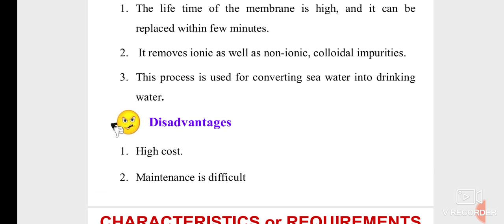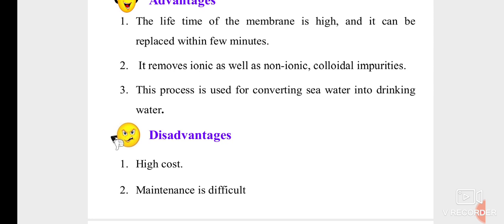Next, what are the disadvantages of the reverse osmosis method? The disadvantage of the method is that it is a high cost method, because the membrane cost is very high. Cellulose acetate and cellulose butyrate are very expensive, so it is called a high cost method, because we have to treat seawater into drinking water. So it is a high cost method. That is the main disadvantage.